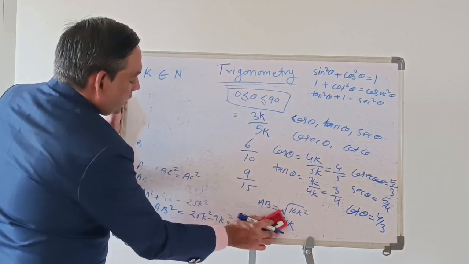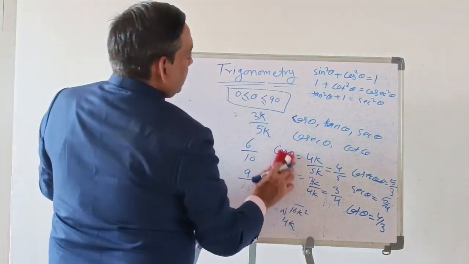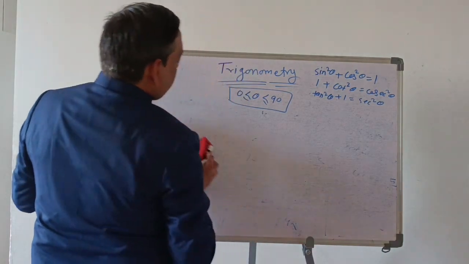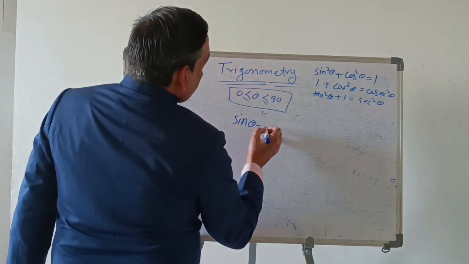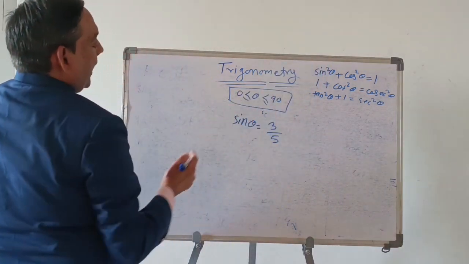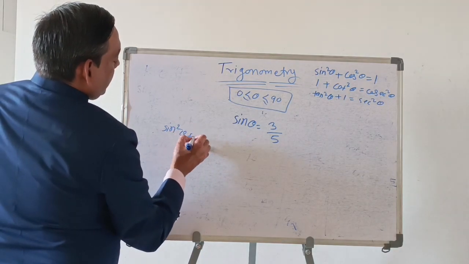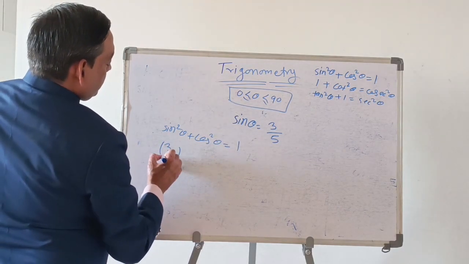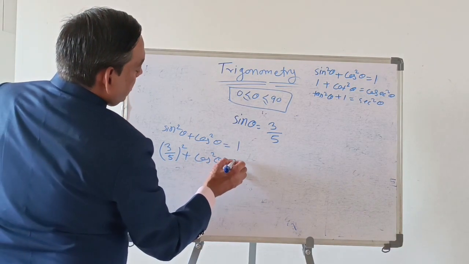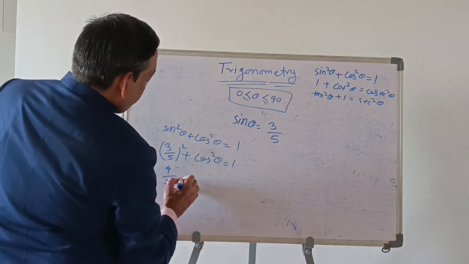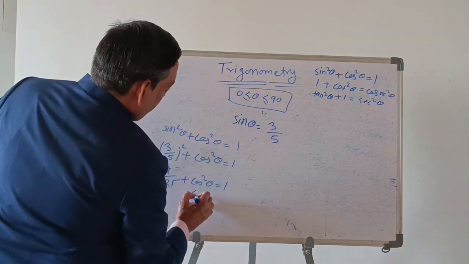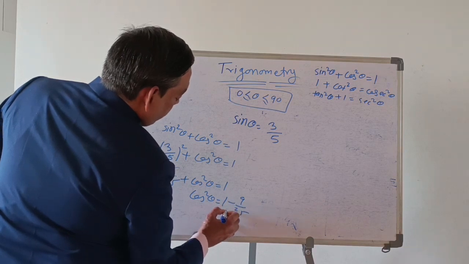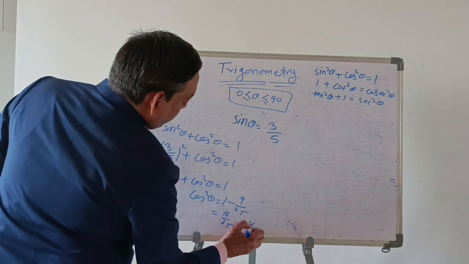Now if you don't want to use the triangular method, then we can use the identities also. So let's take the same example. Sin theta is equal to 3 upon 5. Now we have the identity sin square theta plus cos square theta is equal to 1. So the sin value is 3 upon 5, so (3 upon 5) square plus cos square theta is equal to 1, becomes 9 upon 25 plus cos square theta is equal to 1. So cos square theta is equal to 1 minus 9 upon 25, so this becomes 25 minus 9, that will be 16 upon 25.